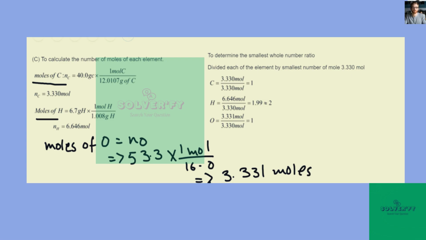Further, to determine the smallest whole number ratio, we divide each of the elements by the smallest number of moles, that is 3.330 of oxygen. Further, we can write the empirical formula of the compound as CH2O.